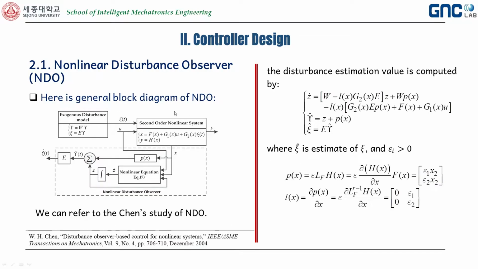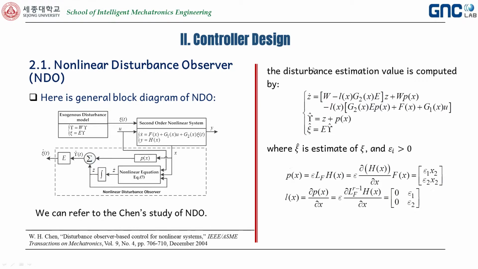Here is the general block diagram of the nonlinear disturbance observer. You can take a look at this diagram. This is the exogenous disturbance model, which affects the second order system via the controller U and the state variable. This is the input to the nonlinear disturbance observer, and the output of the nonlinear disturbance observer is the disturbance estimate value. We refer to previous studies of the nonlinear disturbance observer. We refer to this research.